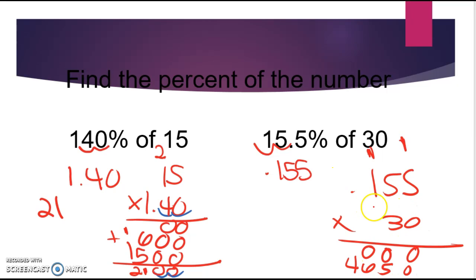Since I have 3 spots behind my decimal here, 1, 2, 3, I move my decimal 3 places over, so I have 4.65.